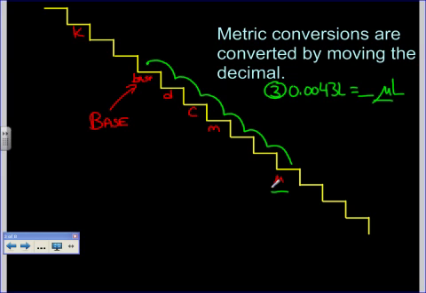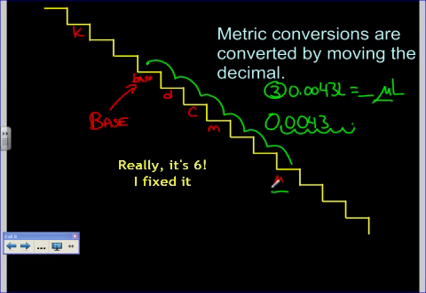So we're going to start at the base. That's liters. We're going to go down to micro, and that is 6 steps. It's 6 steps to the right. Remember, up and down doesn't really matter here, but left and right does. So we're going to go 6 steps to the right. And I think I put 7 here, but it's 6. Ignore what I typed in there.